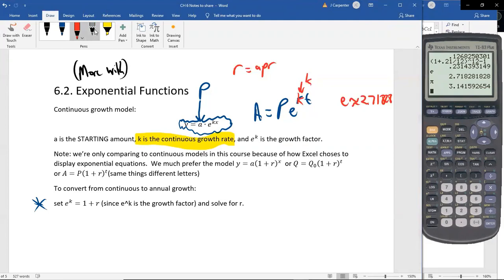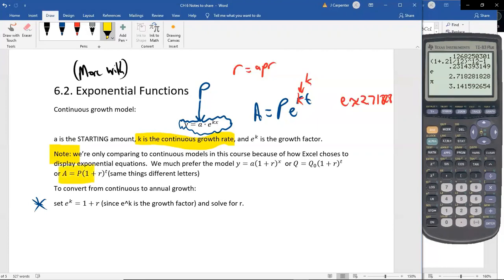So note, this is all we're doing in this course. We're not going to be plugging numbers into this formula and finding future values. We're only comparing to continuous models in this course because of how Excel chooses to display exponential equations. We much prefer the model like we had before.